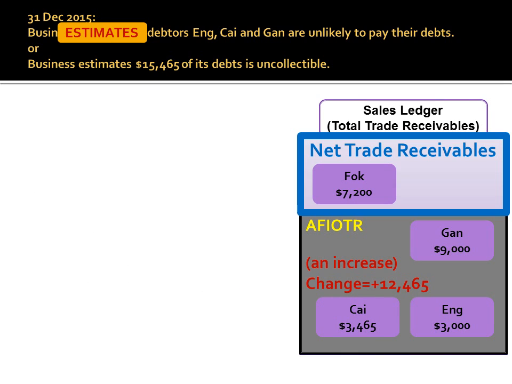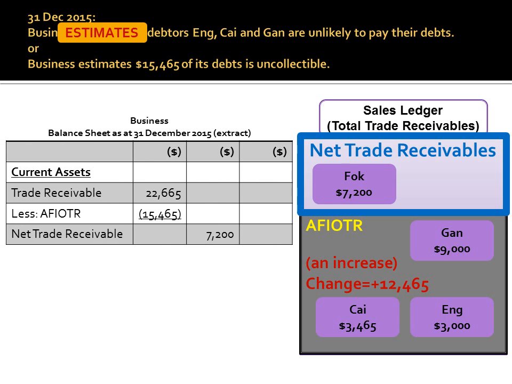Form on the right hand side of the slide in the income statement and the balance sheet. As we can see, there are 4 customers that owed the business money, and the total of these customers owing is $22,665. The total blacklisted customers comprise $15,465. This means that the business would only estimate that $7,200 of debt from FOB will be collectible within the next accounting period.